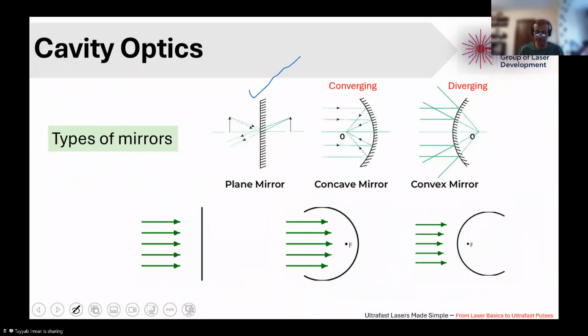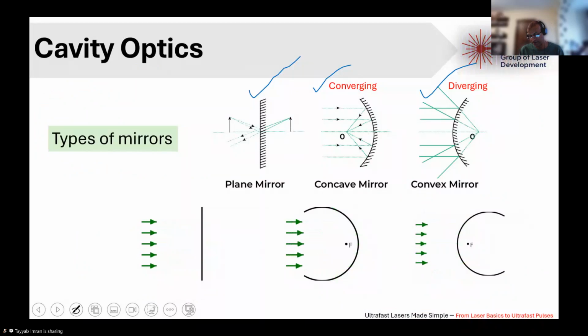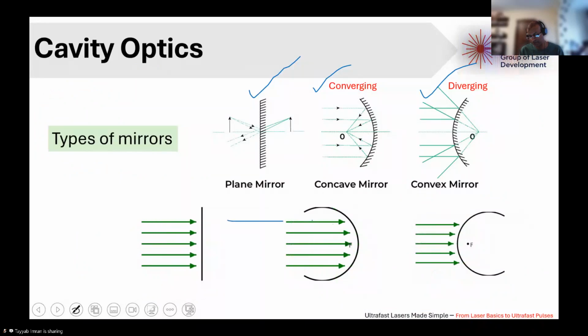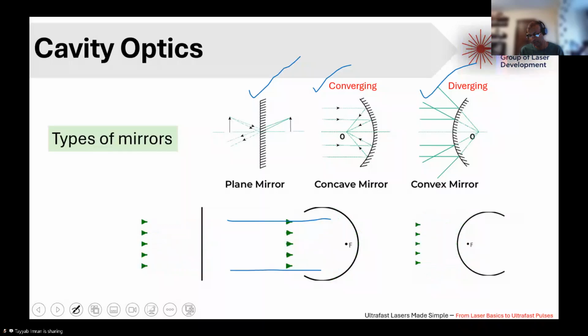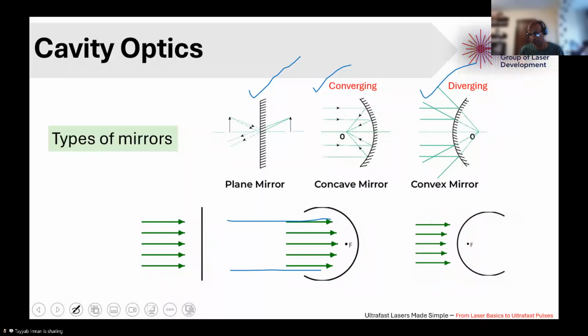So this is a plane mirror here, simple, to reflect the light. This is a concave mirror and this is a convex mirror. In the case of a concave mirror, you can see the light is coming here. The outside is a polished surface, so the reflecting surface is inside. The light will come back and focus somewhere here, like you can see in this animation.